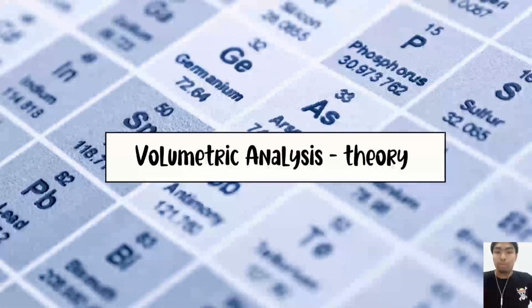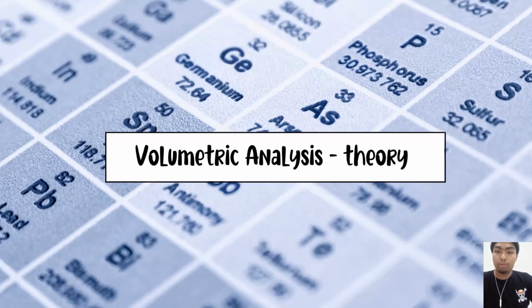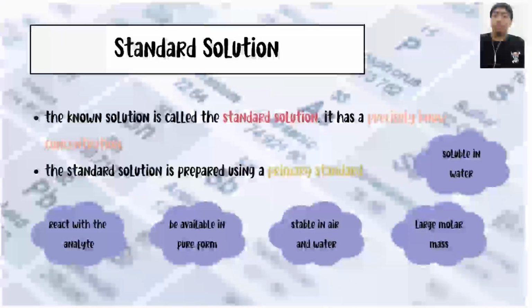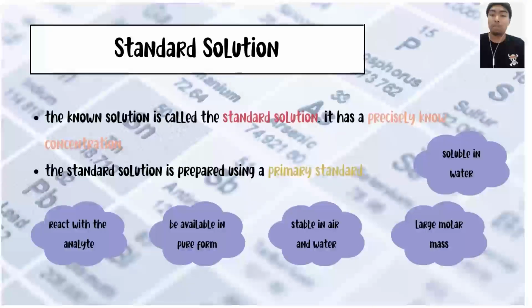This video is going to look at the theory behind volumetric analysis. The solution with the known concentration is referred to as the standard solution and is prepared using a solid called a primary standard. Now, when we choose a primary standard, we have to take several things into consideration.